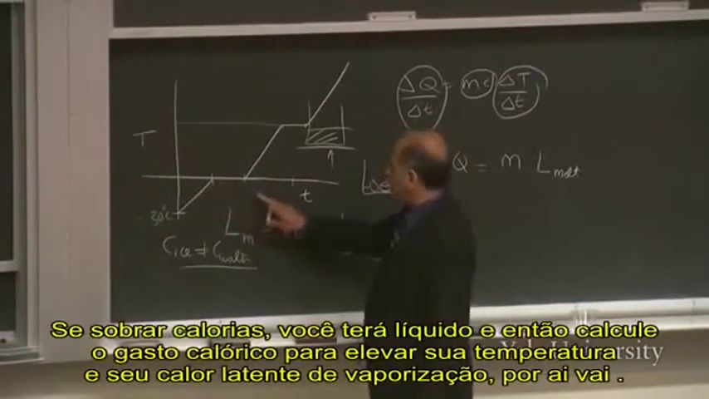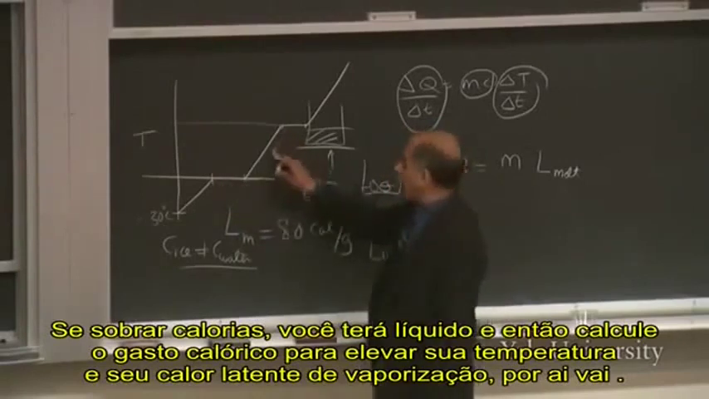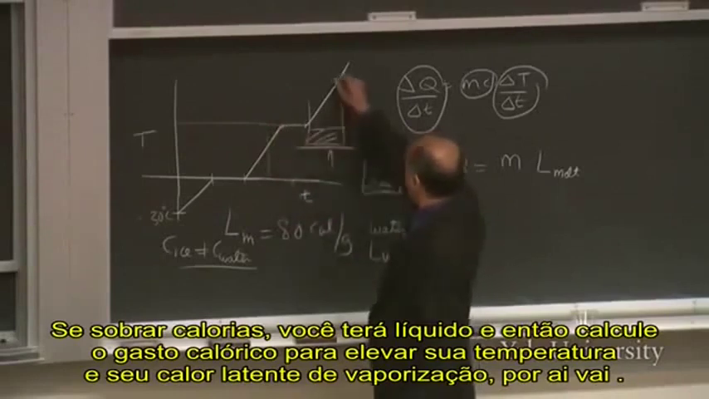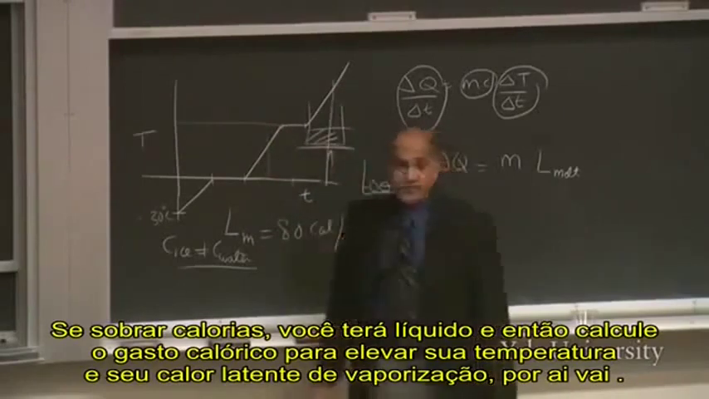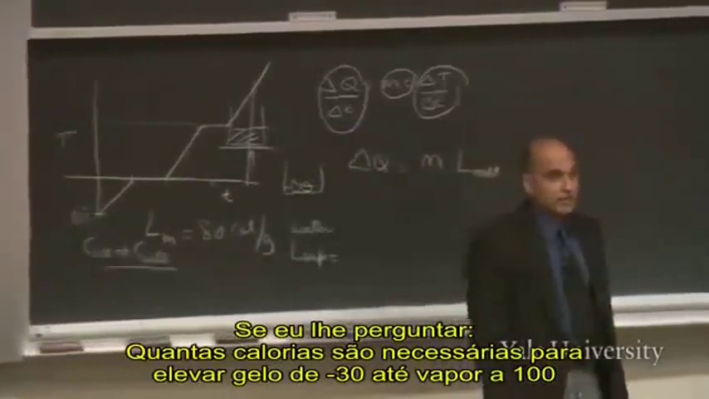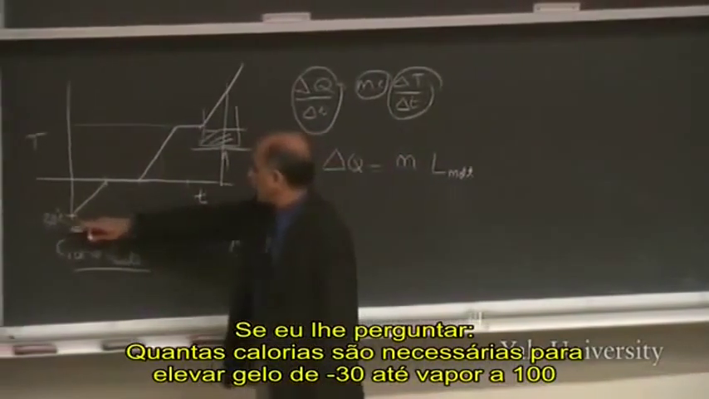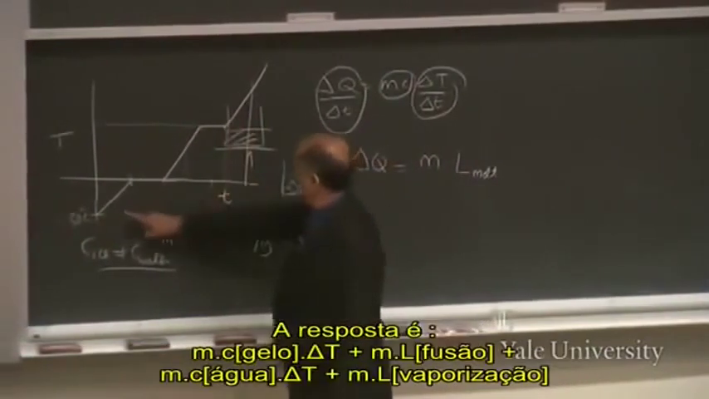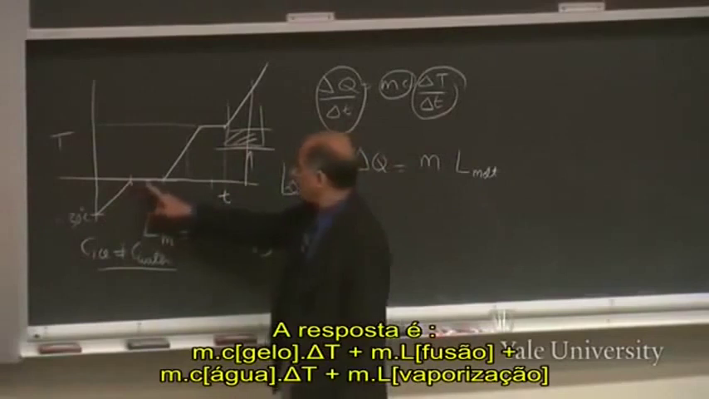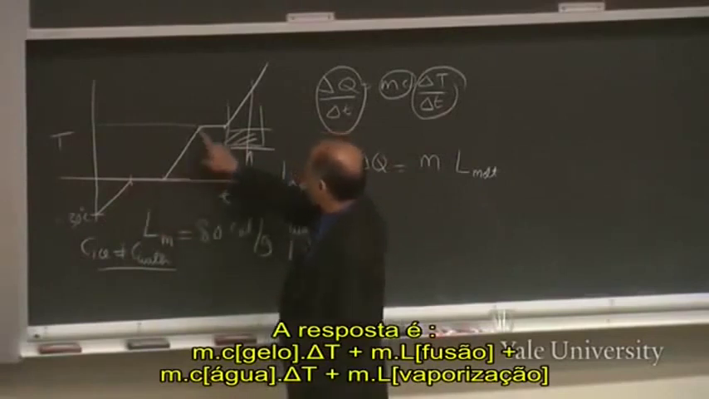If you've got even more calories at your disposal, you can melt it all and start heating it. You may come this way and you may be running out of calories. If not, keep going here and there and there. And you may end up there if you've got enough calories. Or one can ask the question, how many calories does it take to convert ice at minus 30 to, say, water at 100? You'll have to do the MC delta T for that, M times the latent heat for this, MC delta T for that, and M times latent heat of vaporization for that.